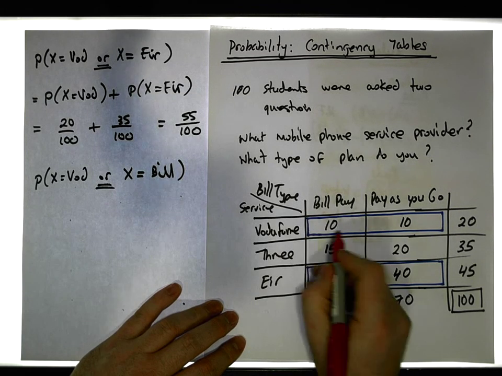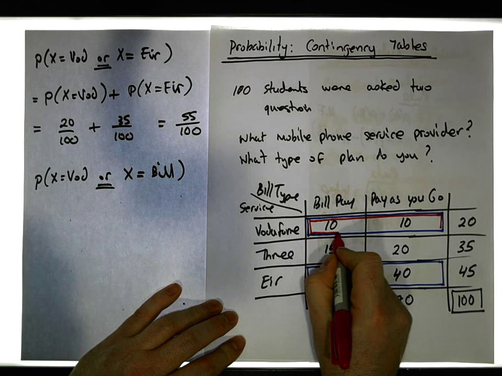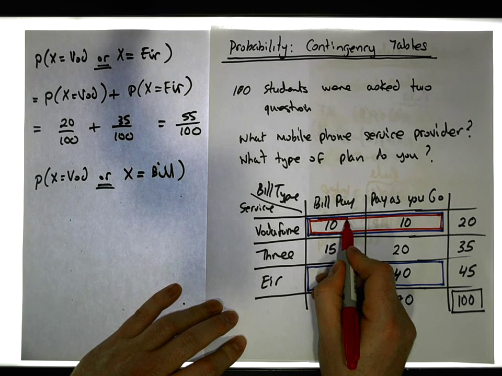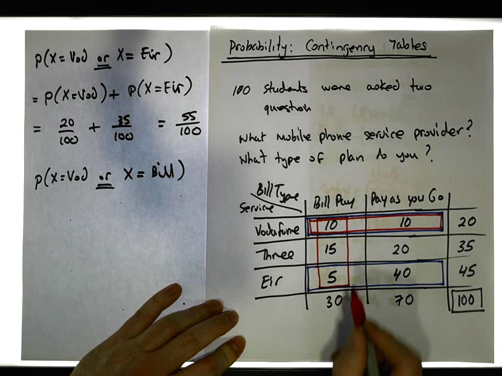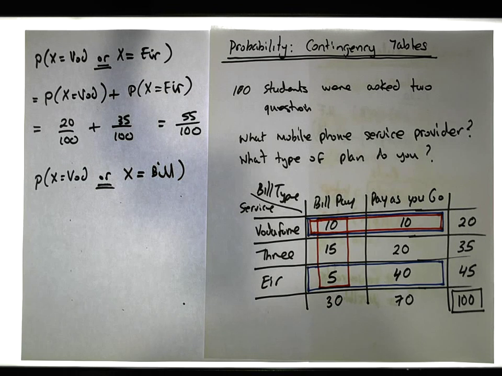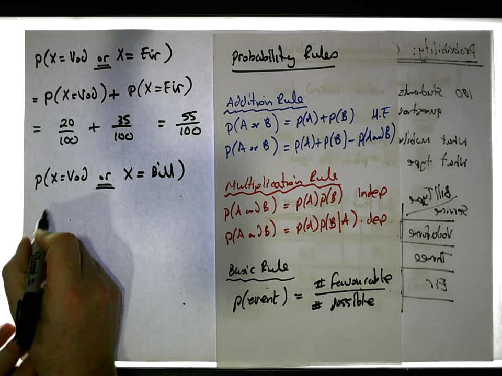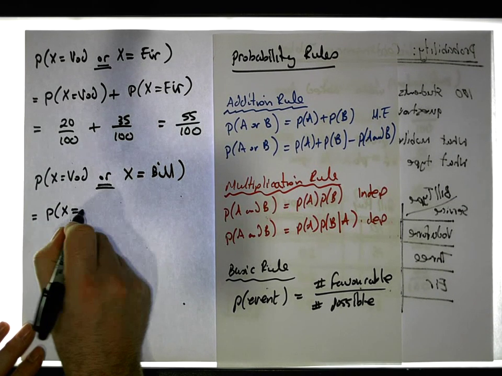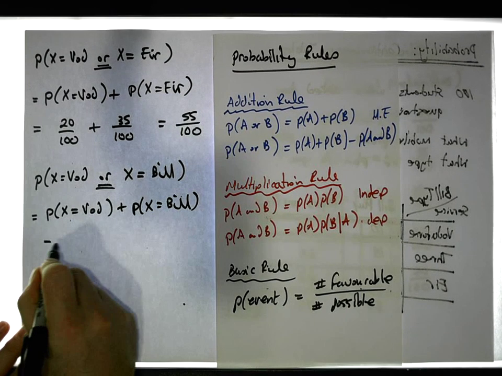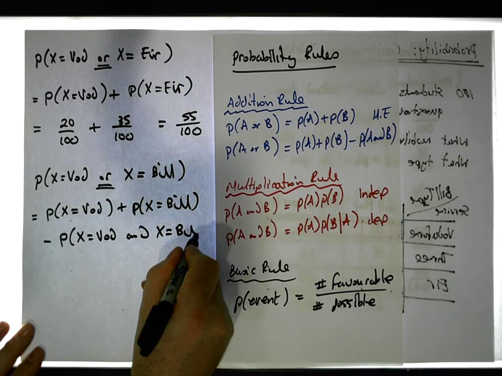You can see the Vodafone customers are these guys here. There we go, the red one. And the bill pay customers are these guys here. The important point is that there's an intersection between those two sets. Which means that the addition rule that we need to use is the second version of the addition rule, which means that this becomes the probability that it's a Vodafone customer plus the probability that the random selection is a bill pay customer minus the probability that the person is a Vodafone customer and a bill pay customer, if that makes sense.